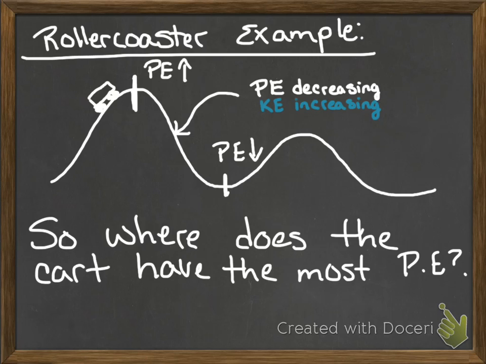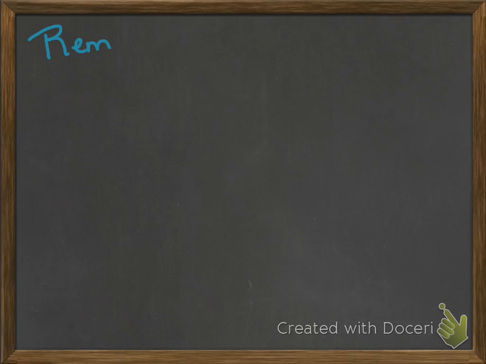So let's go ahead and label the other two spots. Here at the bottom, I would have a very high kinetic energy. Up at the top of the hill, it's not moving, so my kinetic energy would be extremely low. Let's say that again. Potential energy and kinetic energy are going to be inverses.